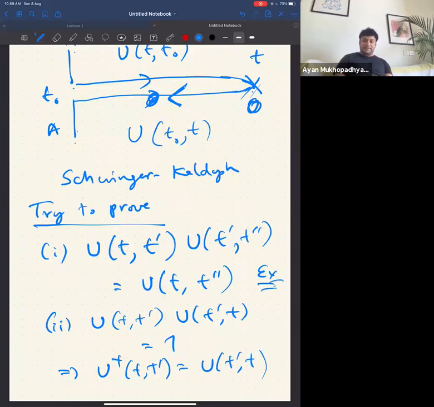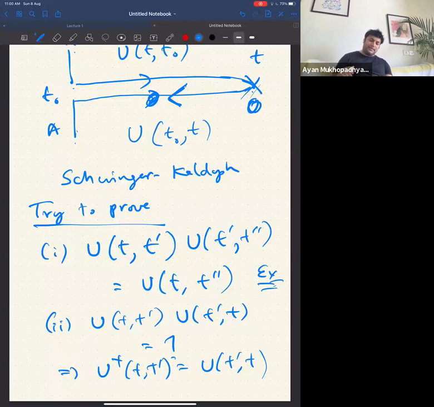And before we come to the next class, try it on your own, right? I will start by asking who has been able to do it. So this is the first exercise for you. And if you're able to show this, then obviously the second one follows from the first one, because it is U(t, t), which has to be identity, which I already showed. That's how it works. All right, so this is the thing.